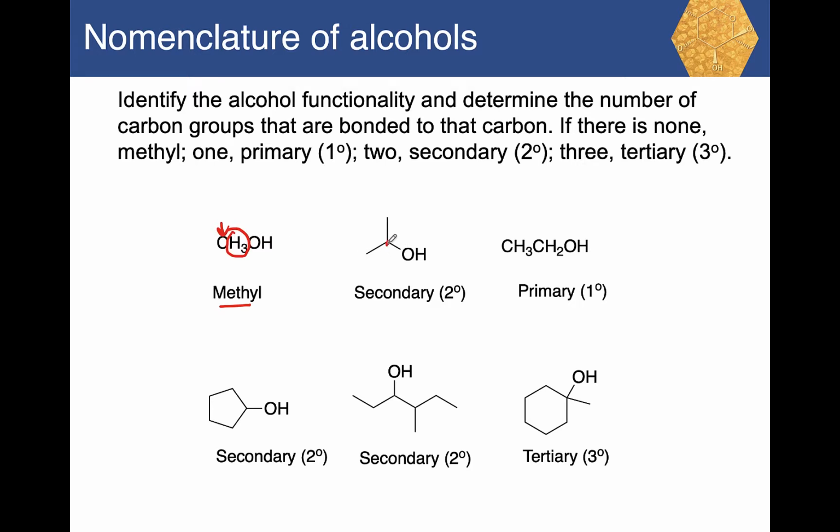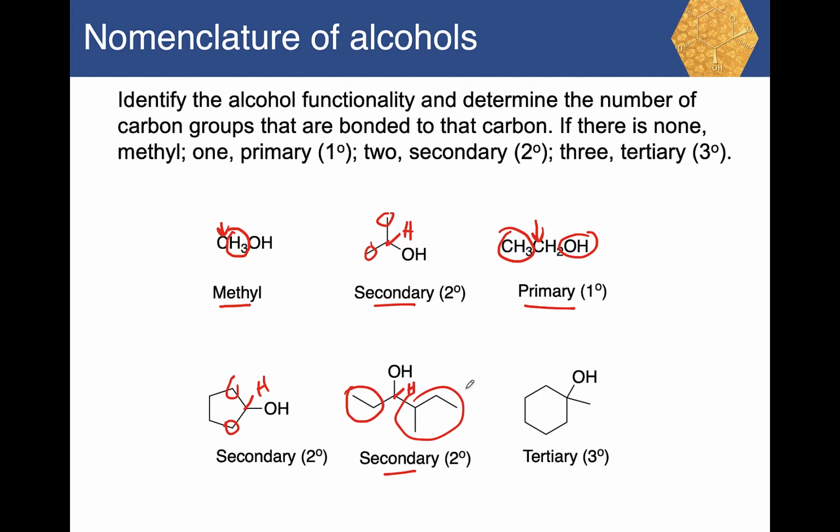This is secondary because this carbon has 1, 2 alkyl groups bonded to it. Of course, the 4th is a hydrogen, so therefore it's a secondary. This is a primary because this OH is bonded to this carbon, which has just one alkyl group. Here's a secondary. Don't forget, here's a hydrogen that's not shown. So here's 1 and 2 alkyl groups bonded to it. So that's a secondary. This one is a secondary again because it has 1 and 2 alkyl groups. Of course, the other one is a hydrogen.